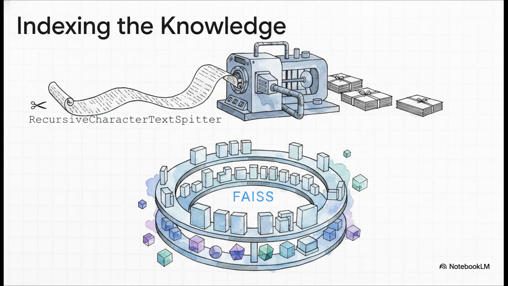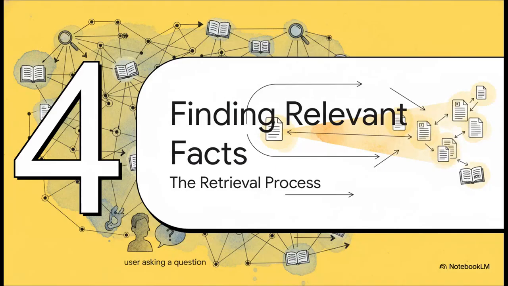Now, you can't just embed a whole 100-page document in one go. That'd be too much. So first, we use a tool called a RecursiveCharacterTextSplitter to break the text into smaller, more manageable chunks. Then, each of those chunks gets turned into a vector and put into a special kind of database called a vector store. In this case, we're using FAISS, which is designed to search through millions of these vectors almost instantly. Okay, so our knowledge is loaded, it's indexed, it's ready to go.